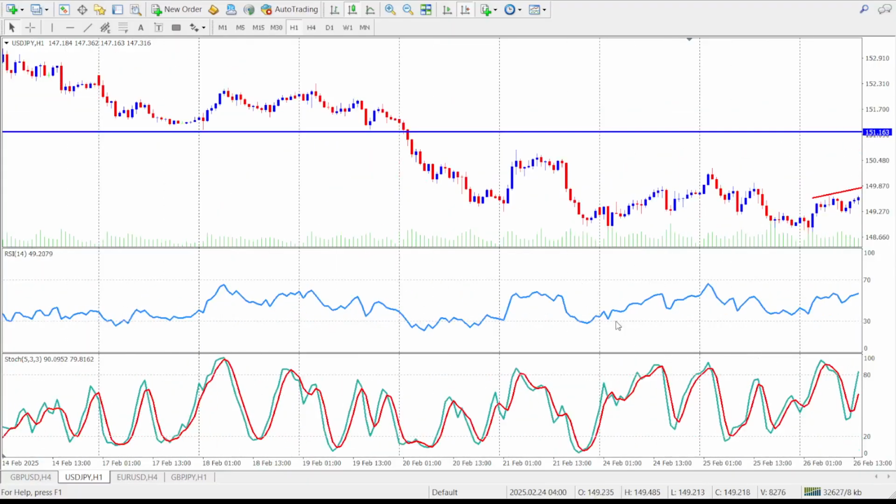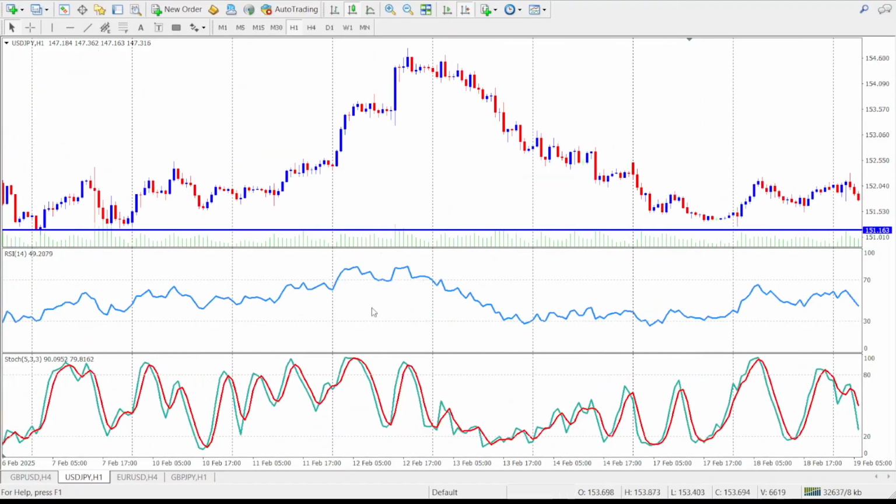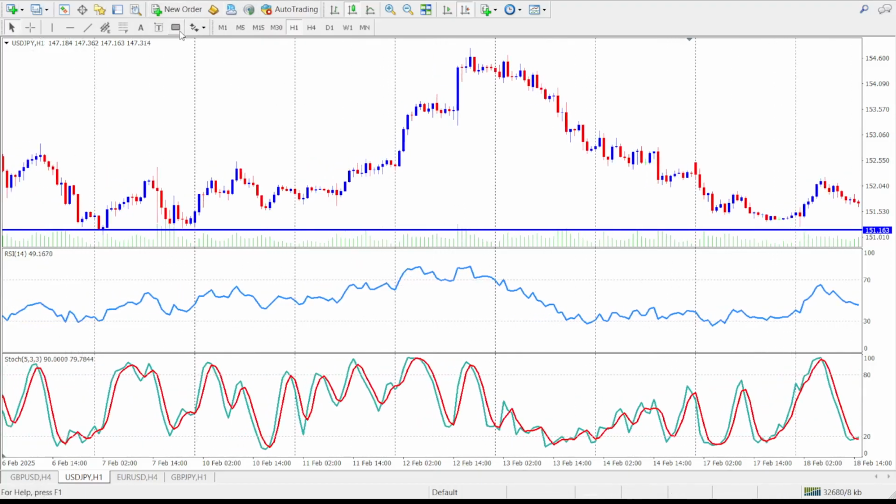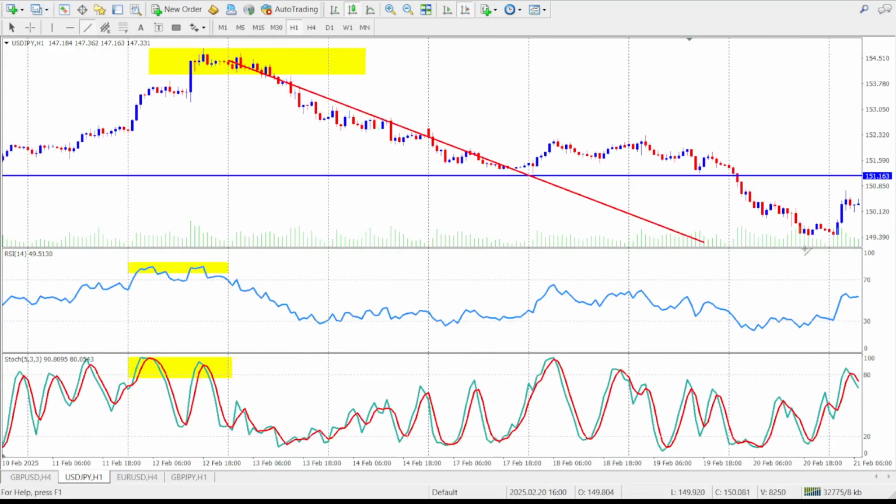let's use a very good example. Let's look for one. For example, here we can see what happened here. The RSI showed overbought condition here. The stochastic oscillator also showed overbought condition, and you can see that shortly afterwards we had a significant reversal. Can you see?